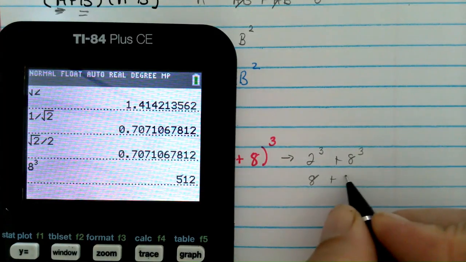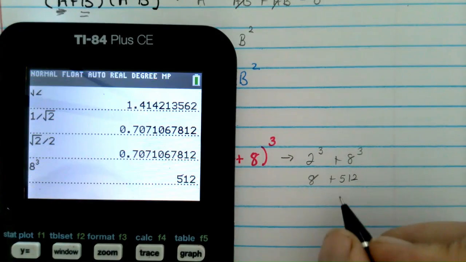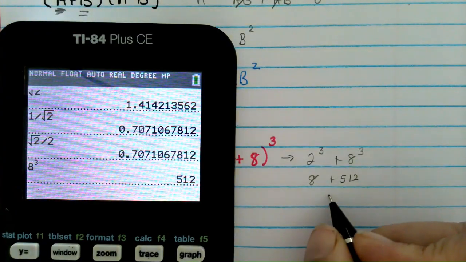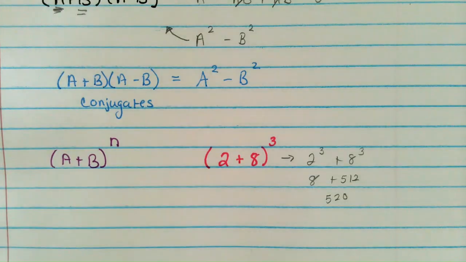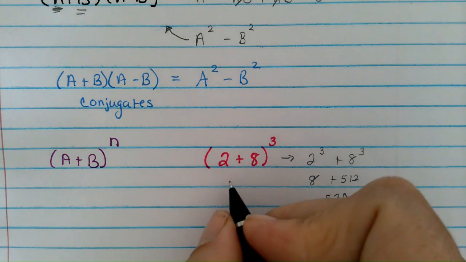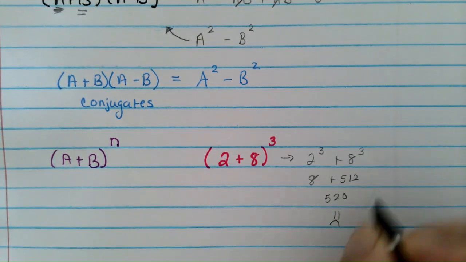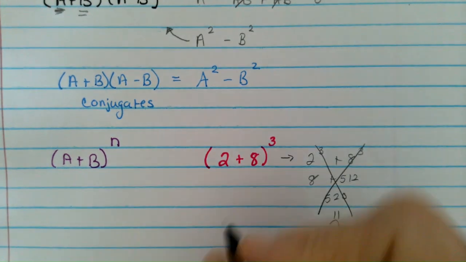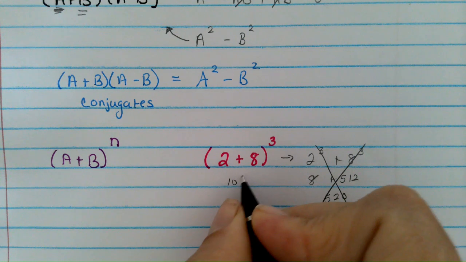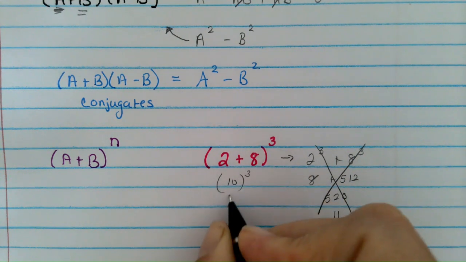512. And if you add those together, we get 520. Okay, but if we do order of operations, you're supposed to do parentheses first. By the way, this was bad. No. Big no-no. 2 plus 8 is 10, and 10 to the third is 1,000.